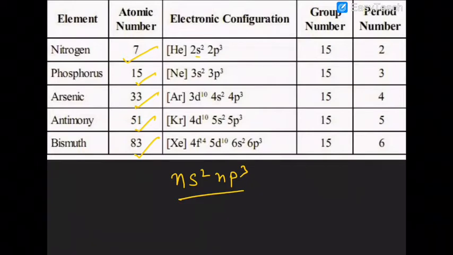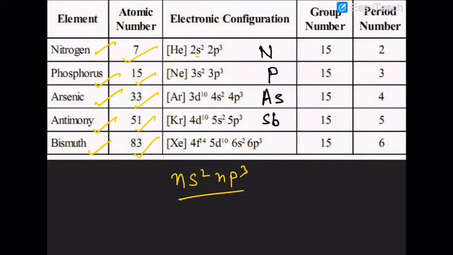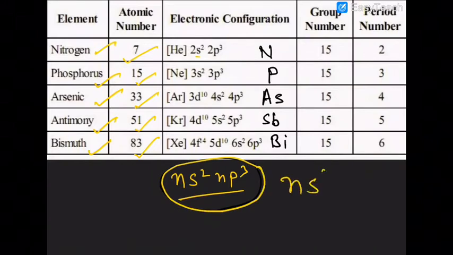So I'm repeating once more, these are nitrogen, phosphorus, arsenic, antimony, and bismuth. Nitrogen is symbolized as N, phosphorus as P, arsenic as As, antimony as Sb, and bismuth as Bi. These are the various symbols of these elements, and you have to keep them in mind. And most importantly, these elements have the valence shell configuration ns2 np3. You have to remember that.